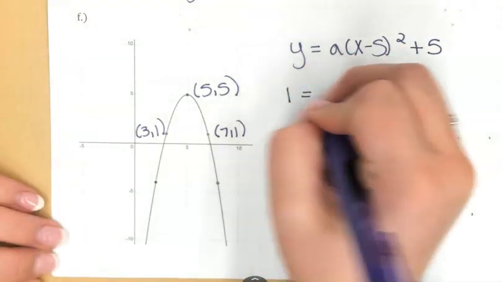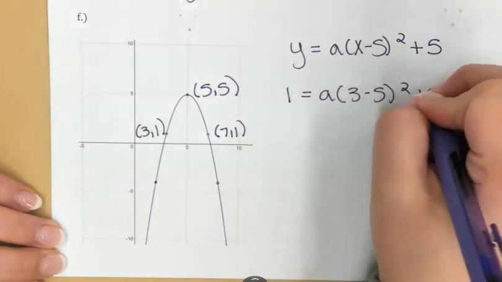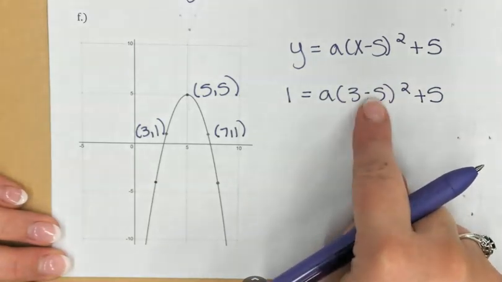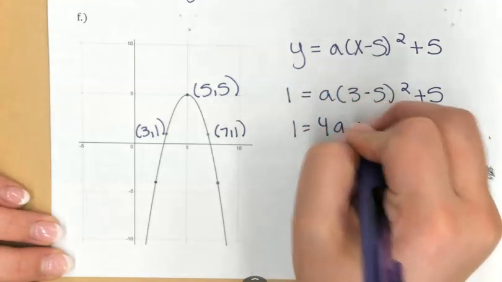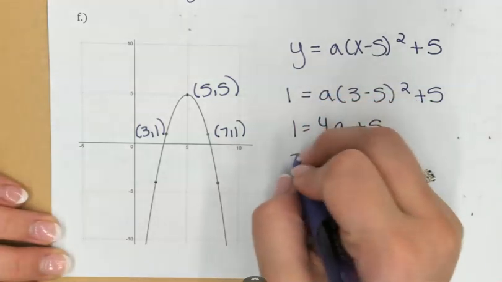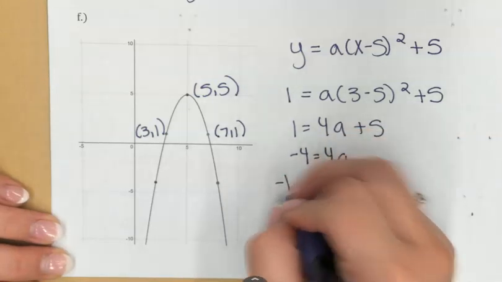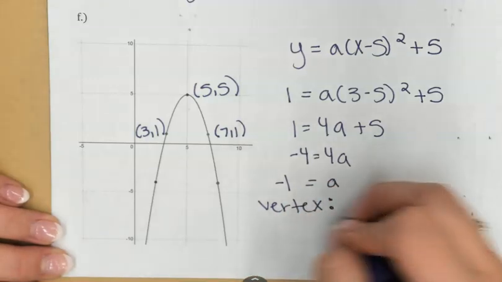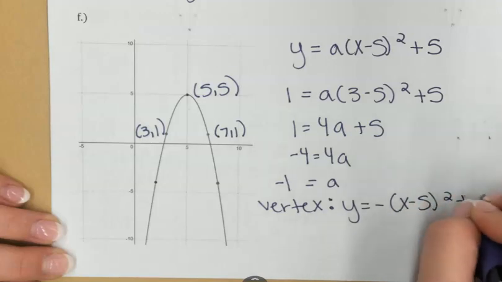So 1 is equal to a times 3 minus 5 squared plus 5. Again, order of operations, 3 minus 5 is 2. 2 squared is 4. So that's going to be 4a. Subtract the 5. And this time I get that a is negative 1. So the vertex form for my equation is negative x minus 5 squared plus 5.